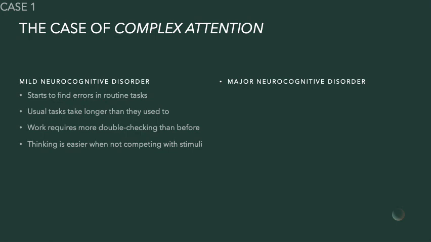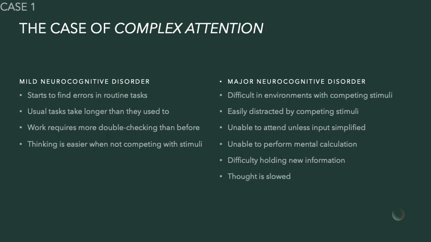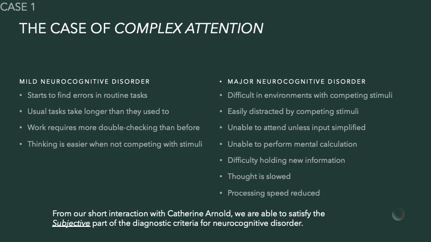Comparatively, an individual with major neurocognitive disorder may have difficulties in environments with competing stimuli. They may be easily distracted by other stimuli. They may be unable to attend unless input is simplified. They may have difficulties with mental calculations, holding new information. Thought may seem slowed, and processing speed may be reduced.